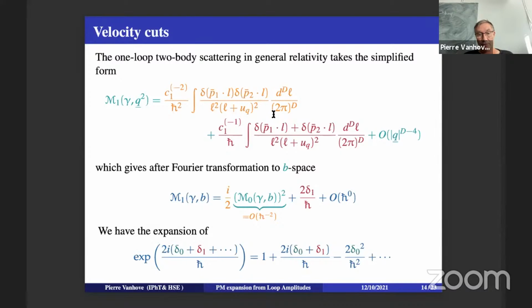And actually, if you are in 4 minus 2 epsilon, this integral is going to give you something that is related to the square of the tree. And this integral is going to give you something that will come as the one loop correction to my eikonal phase. So then I have this expansion, then I see the terms that are in this expansion. The fact that this guy is a square is because the tree contribution to the eikonal phase here came with a square, and all the factors have to work properly.